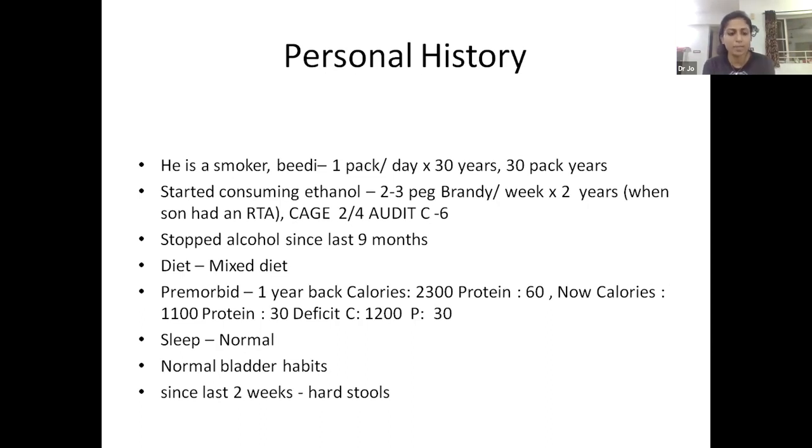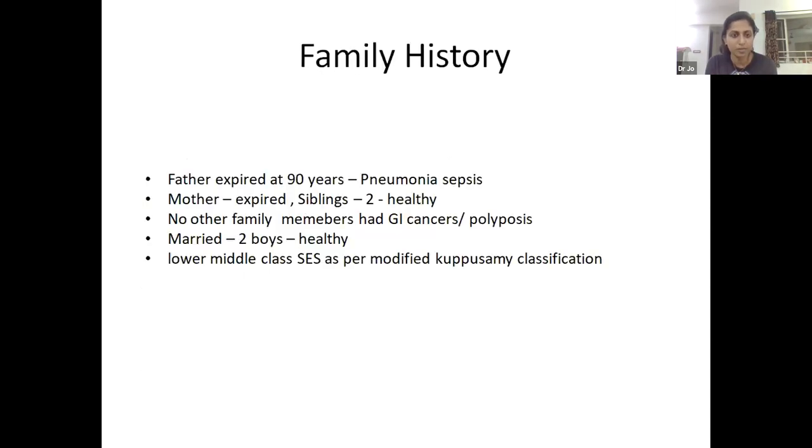Diet, he is consuming a mixed diet. Pre-morbid, 1 year back, the calories were 2,300 and protein of 60. Now it's 1,100 and protein of 30. The calorie deficit is 1,200 and protein deficit of 30 grams. Sleep is normal, normal bladder habit. Since the last 2 weeks, he is having hard stools.